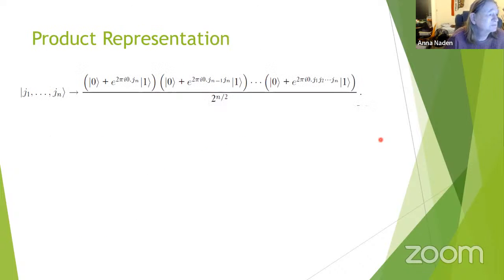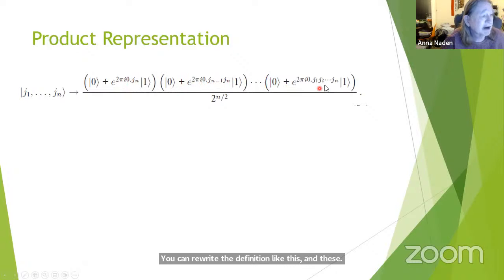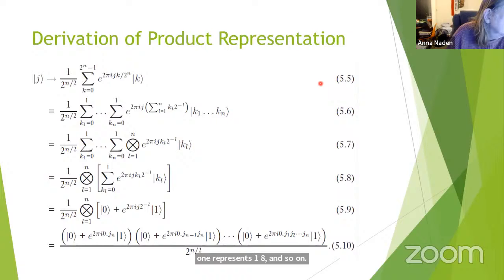So if you do the math, you can rewrite the definition like this. And these 0.j, these are like binary fractions. So 0.1 represents a half, 0.11 represents 3/4, 0.01 represents 1/4, 0.001 represents 1/8, and so on. So if you go through these manipulations, you start off with the fundamental definition of the Fourier transform, and you just do the algebra. And this is what you get.